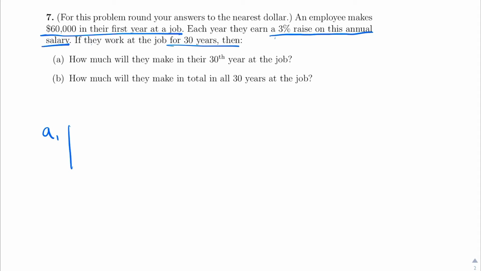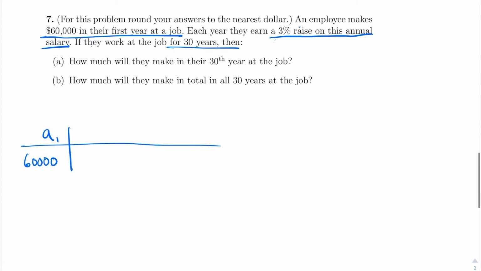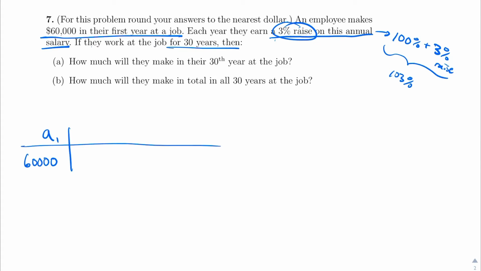So their first year, they earn $60,000. Because they're getting a 3% raise each year, the amount they're going to make each successive year is 100% of what they made the year before, plus the extra 3% raise. This means that they're going to make 103% of their previous salary. Converting that to a decimal gives us 1.03. So, to get the second year salary, we'll have to take this number and multiply it by 1.03.